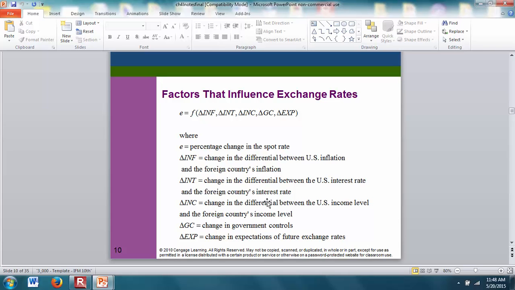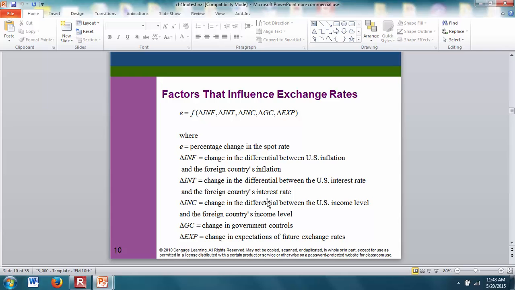Now we want to talk about the factors that influence exchange rates. So what are the factors that influence exchange rates? We are saying that the percentage change in the spot rate, so the change in the price of the British pound or the change in the price of the euro, depends upon certain variables. And what are the variables?